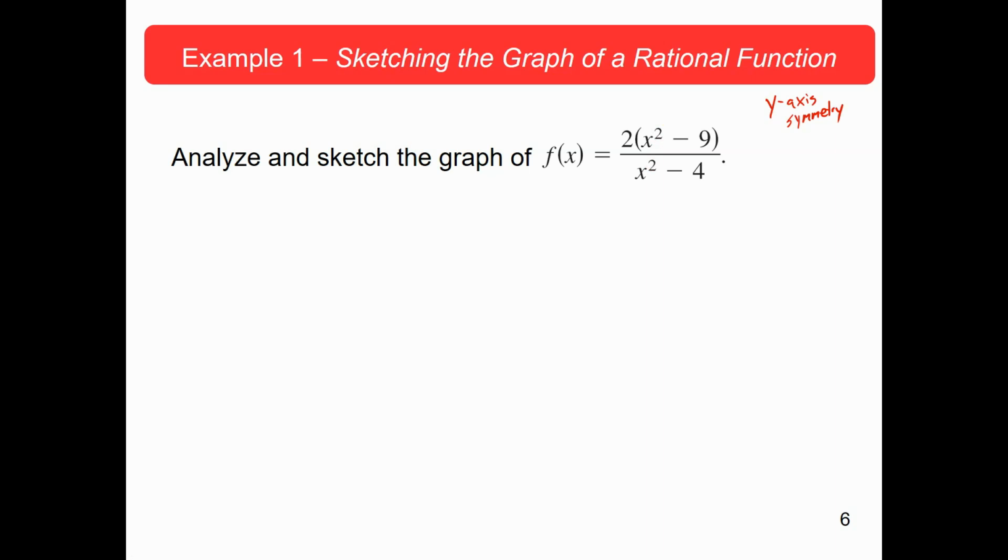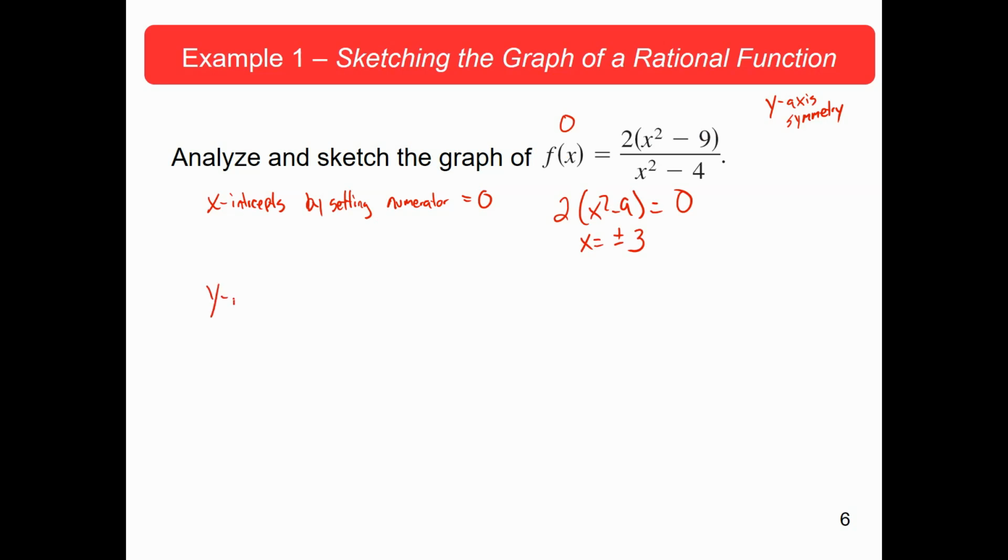So let's start first by finding our intercepts. So we need to find the x-intercepts by setting the numerator equal to 0. Why? Because that's just setting y equal to 0. If we're looking for the x-intercepts, that's where y equals 0. So 0 equals this. That only happens when the numerator equals 0. So that gives us 2 times x squared minus 9 equals 0. Divide by 2, factor that, you get x equals plus or minus 3.